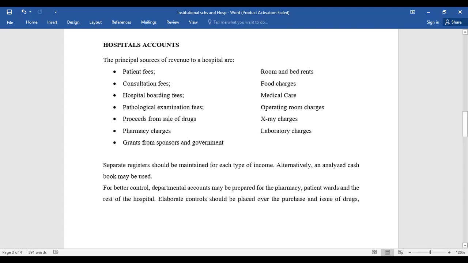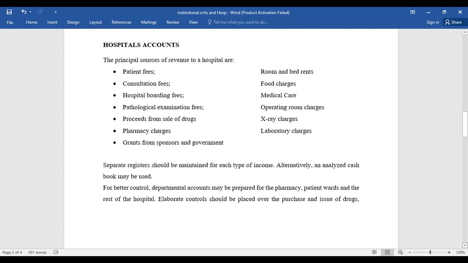The reason why we are studying these books, you might find yourself working in a hospital, and as an accountant, you need to prepare the books, or you are the finance director, let's say. How will you ensure that the hospital operations are tracked?